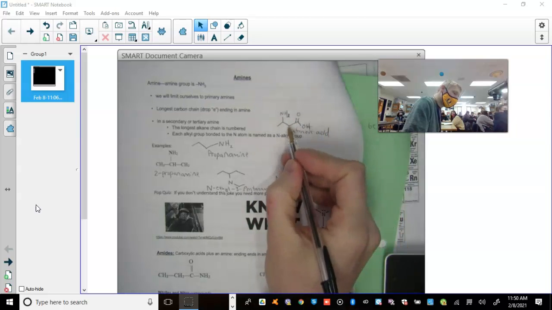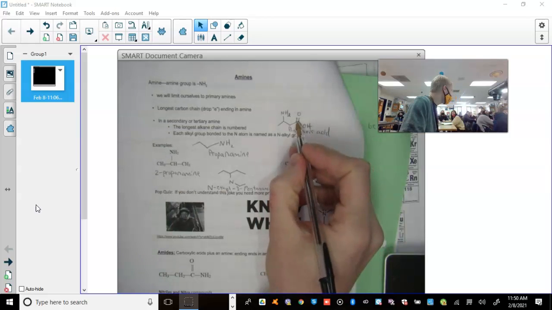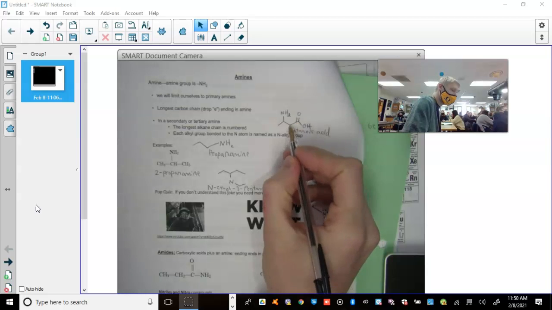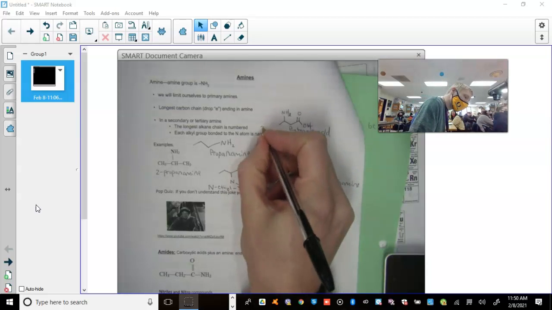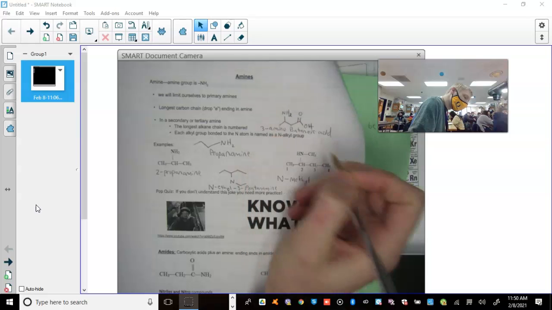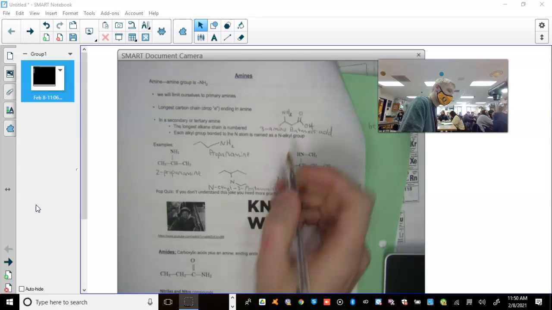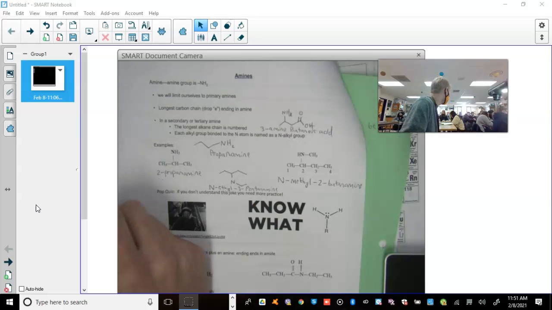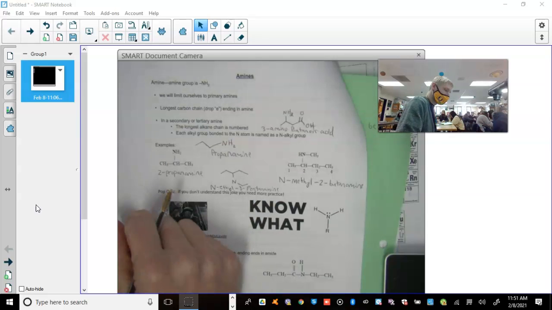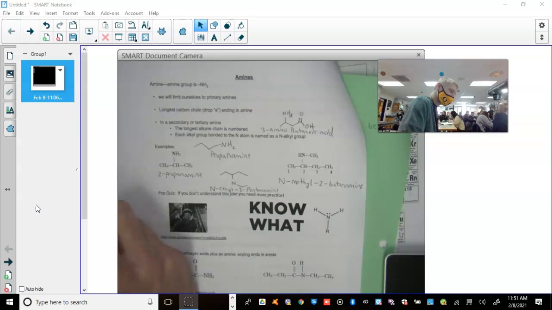Let's see, 1, 2, 3, or 1, 2, what do you think? 3. So we got to start counting from the carboxylic acid. 1, 2, 3. So it's going to be 3 amino. And I don't think you need a dash. If you have a dash, it'd be fine. So 3-aminobutanoic acid, and that's a type of amino acid. Wow, look at that. Learn something new every day.